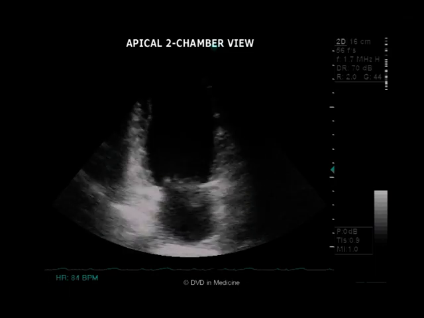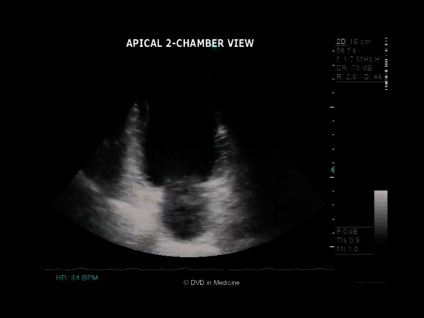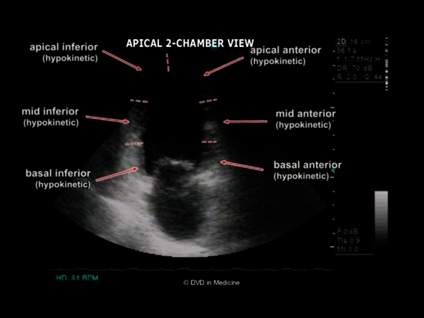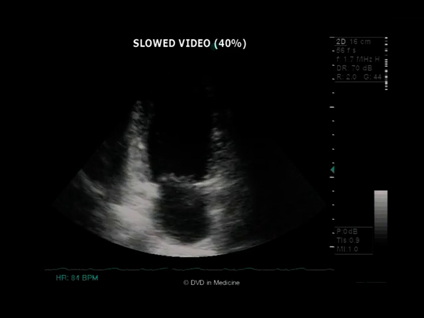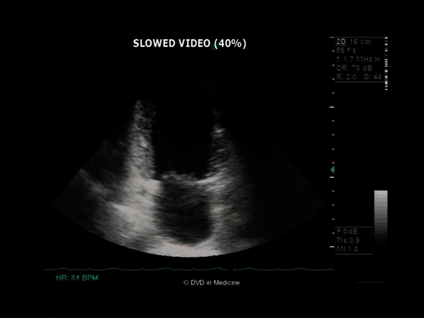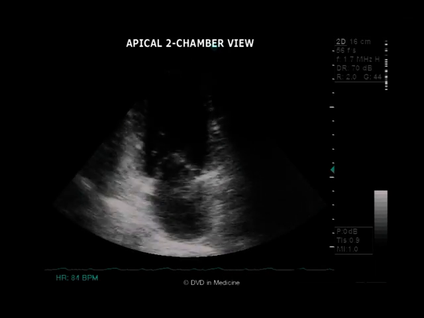The apical two-chamber view. The motion abnormalities are shown in the picture. Slowed video. The left ventricular contractility in real time.